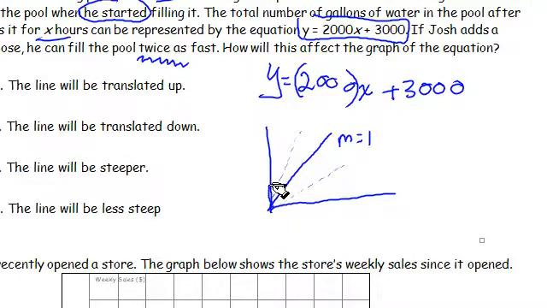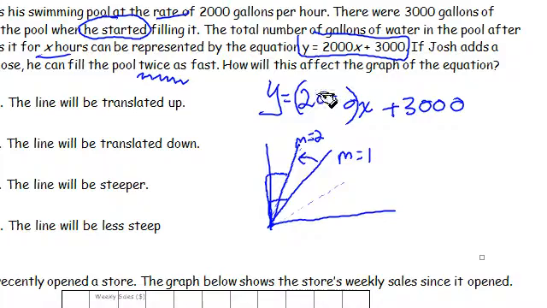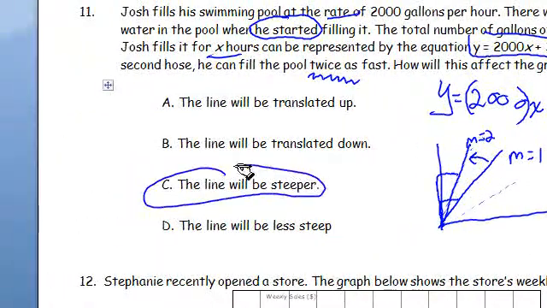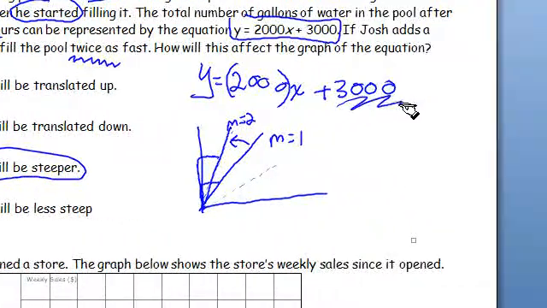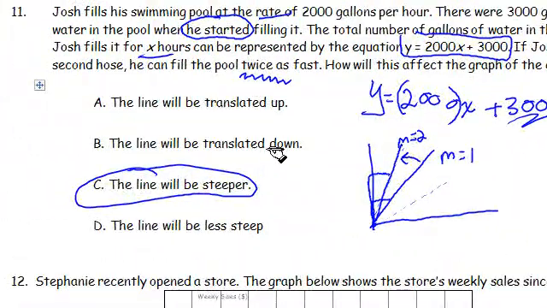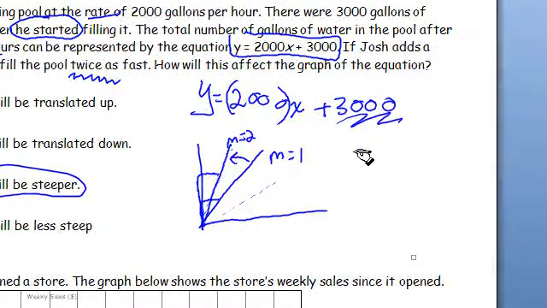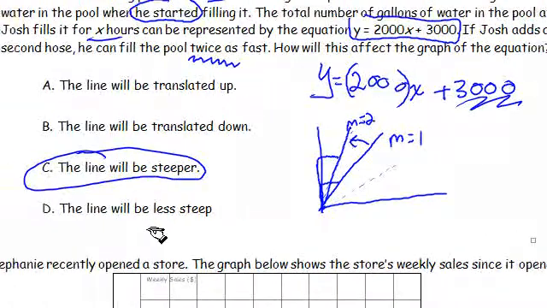Well, if this was rise over run, 1 over 1, if we doubled it, 2 over 1, wouldn't a slope of 2 be a steeper line? So when we double a slope, it becomes steeper. So if we double the rate that he's filling the pool up with, the line will be steeper. It will have no effect on whether it will be translated up or down, because he still starts with 3,000 gallons in his pool. We don't alter the initial starting level of water in his pool. We just change the rate, so the line will be steeper.